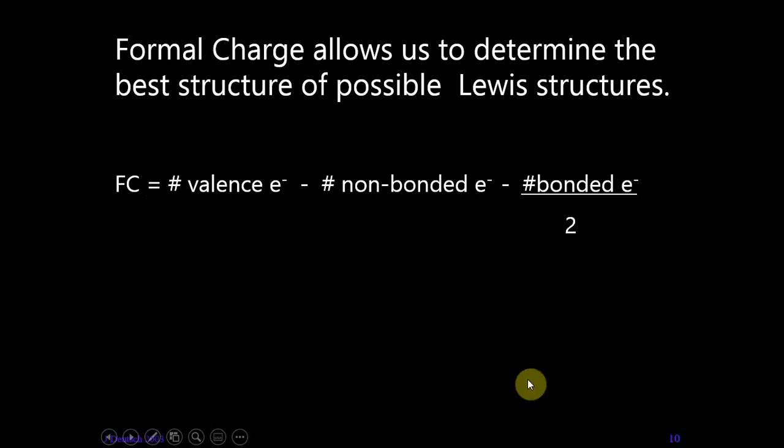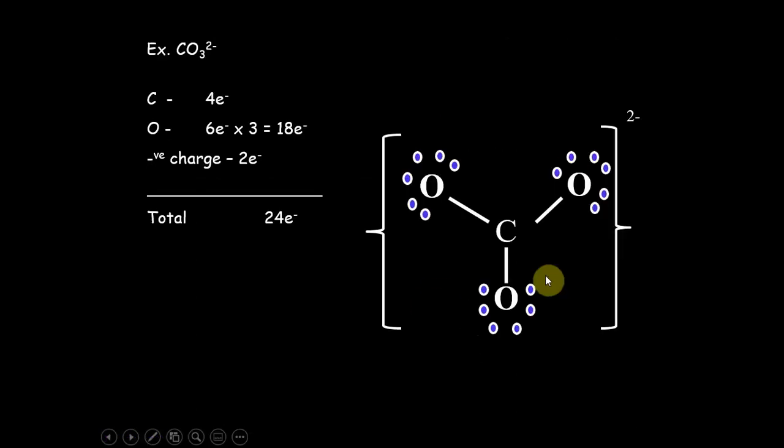Now, there's something that we haven't done up till now. Well, maybe one of your teachers did this with you in grade 11. But this idea of formal charge. Formal charge allows us to determine the best possible structure for Lewis dot diagrams. In other words, sometimes there's more than one possibility here.